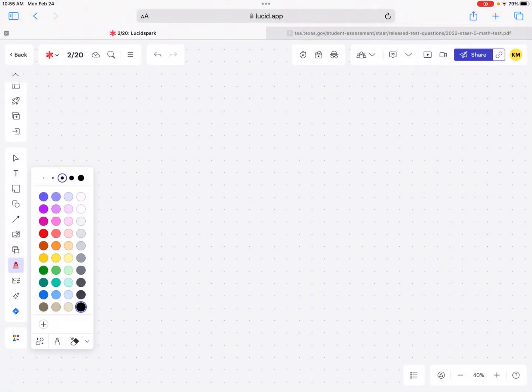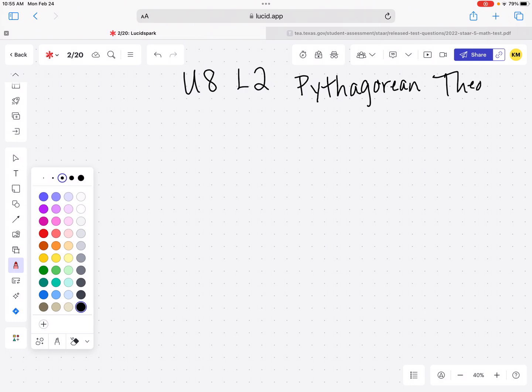Okay, kiddos, we are looking at Unit 8, Lesson 2. And this is the other way that we're going to be solving for a side using the Pythagorean theorem. So what we're going to do is, what if we're given the hypotenuse?